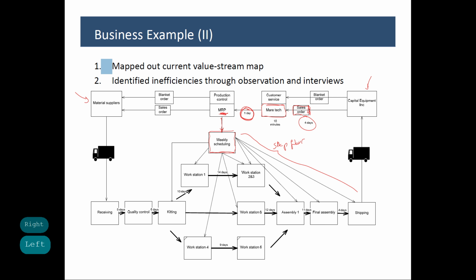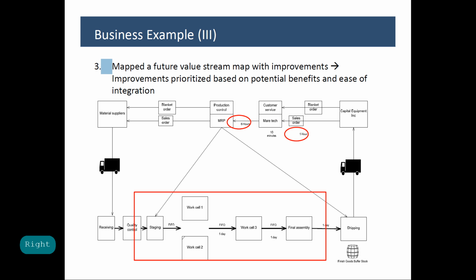And also the sales orders to arrive at Mara Technology needed 4 days to arrive. And one could ask why this is the case. Maybe they arrived with paperwork as in the old days. Somehow quite a long lead time for that. And you see here that in the future value stream map, they aim for doing these 2 steps on an hourly basis or in a 6-hourly basis.